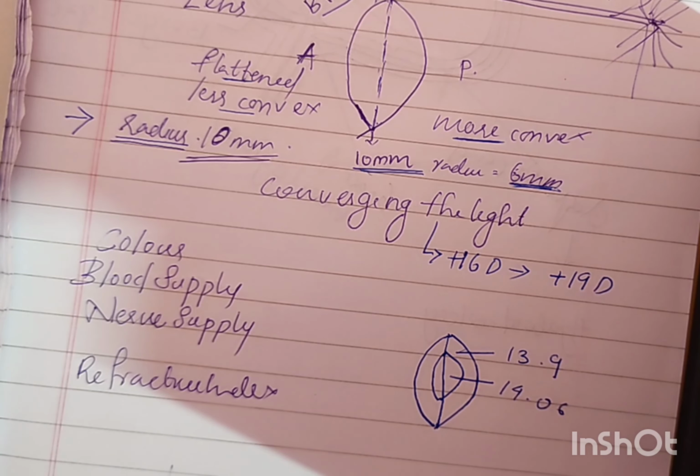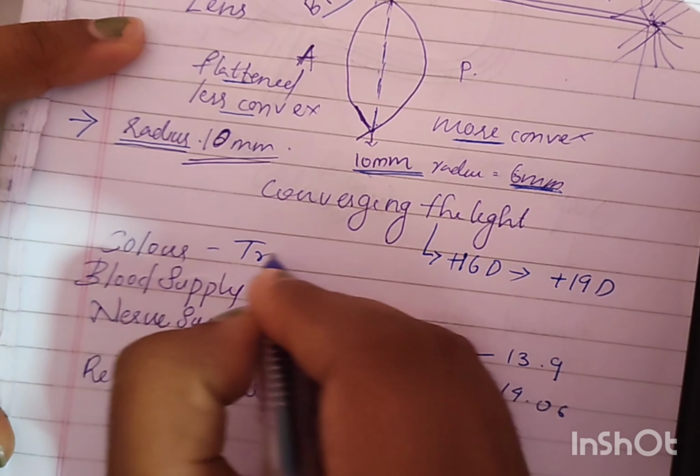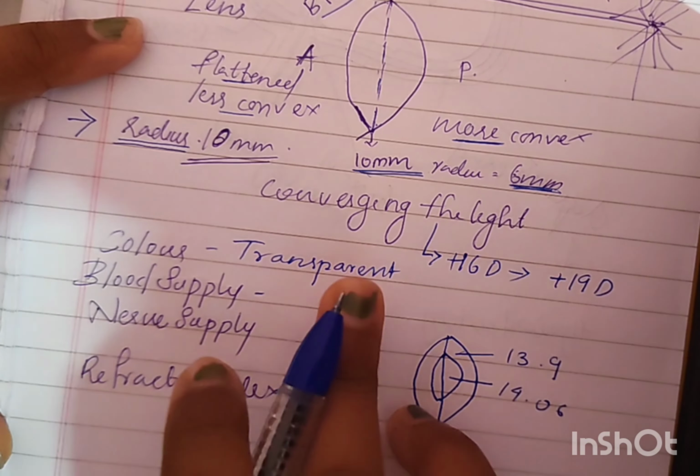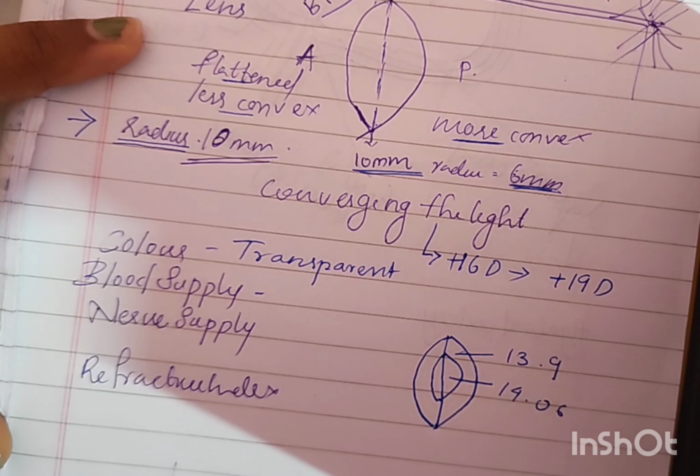The fourth point is, what is the color of the lens? We all know it is transparent. And the fifth point, what is the blood supply of the lens? We know it is transparent, so it is avascular. It doesn't have any blood supply.